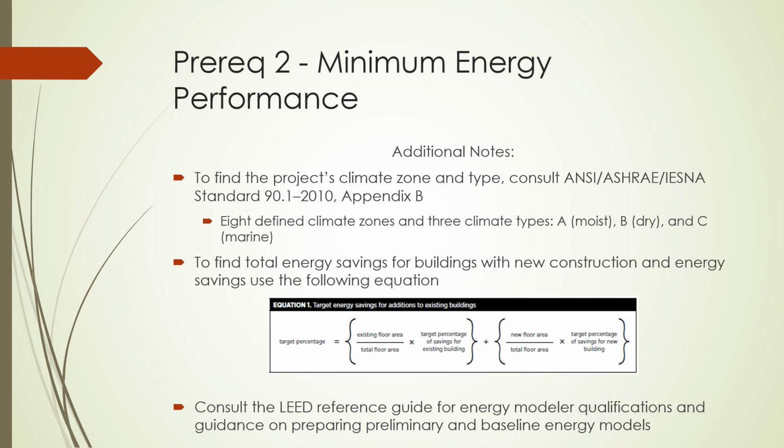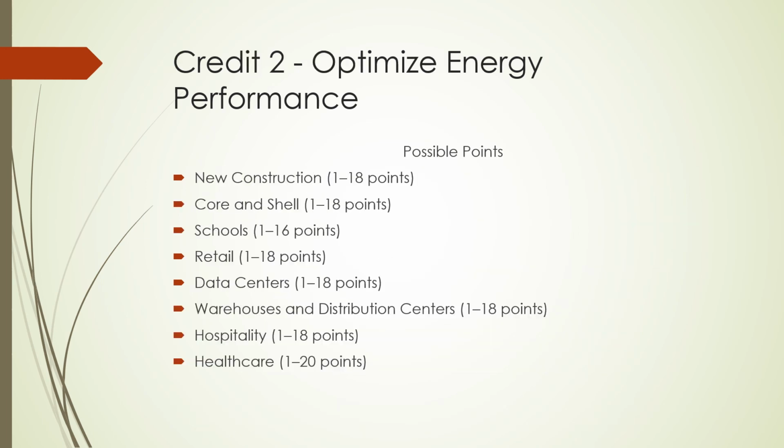And to find the total energy savings for buildings that are undergoing new construction and remodeling, you can use equation 1. Also to note, you can consult the LEED reference guide for any energy modeler qualifications and guidance on preparing your preliminary and baseline energy models. Now finally, we are on to the EA Credit 2, Optimize Energy Performance. Thankfully, most of this credit was already completed in the prerequisite. You can see that this credit applies to all categories of the project.